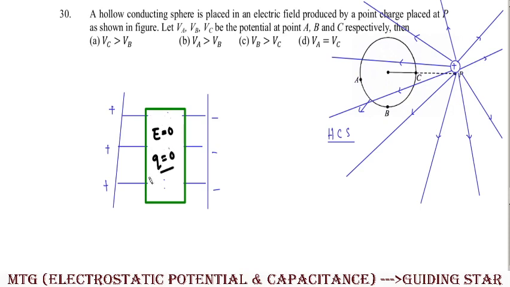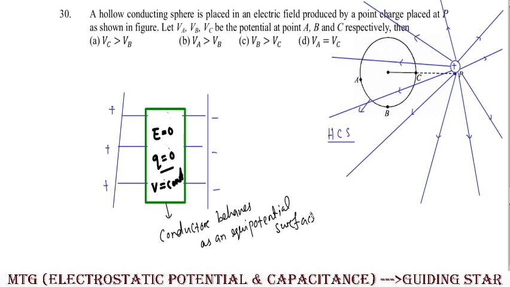Clear? So then what actually happens is that the potential on the surface of the conductor is constant. Clear? So V remains constant. That means this surface, this conductor, behaves as an equipotential surface. Conductor behaves as an equipotential surface.